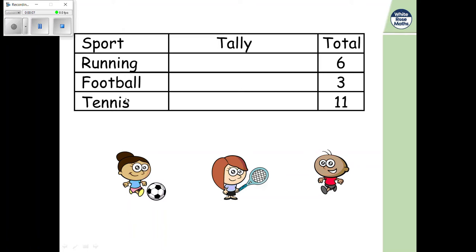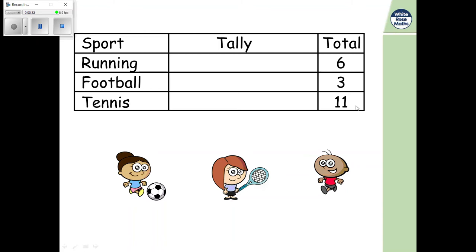So there's running, football and tennis. There aren't any tallies yet, and the totals are there too. So let's read it across. So running, they haven't completed the tally chart yet, but the total amount of children that joined in were 6. For football, again, they haven't done their tally yet, so there were 3 that joined in. And finally, tennis here, again, they haven't done their tally, but there were 11 that joined in.